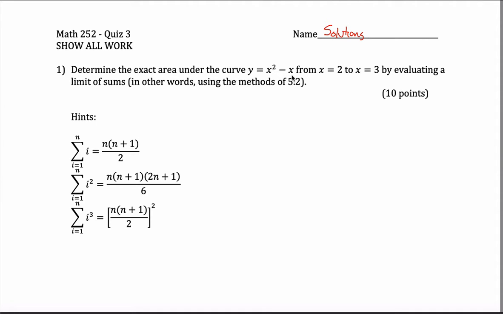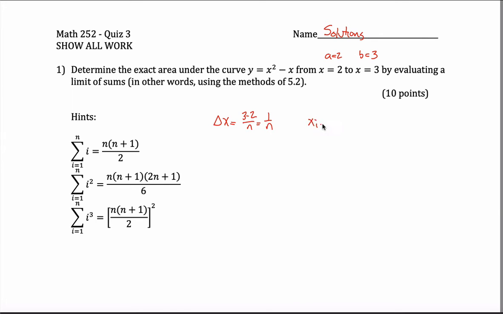We're supposed to determine the area underneath this curve between these bounds by evaluating a limit of sums. So kind of the long, annoying way. And I think the easiest way to do this is just kind of going through the same formulas. Delta x is always b minus a over n. In this case, a is 2 and b is 3. So I got 3 minus 2 over n, in other words, just 1 over n.